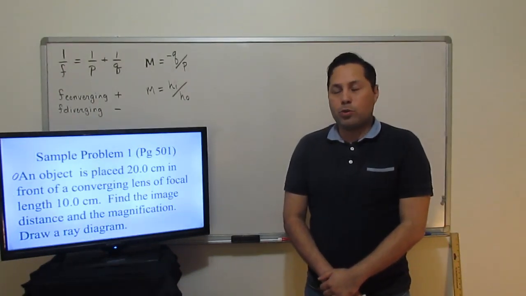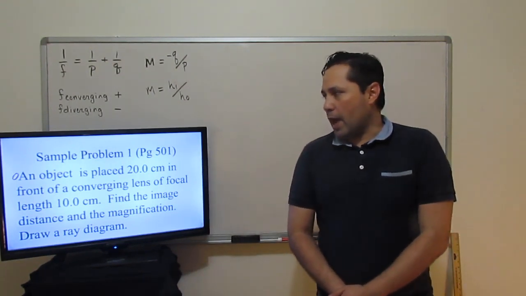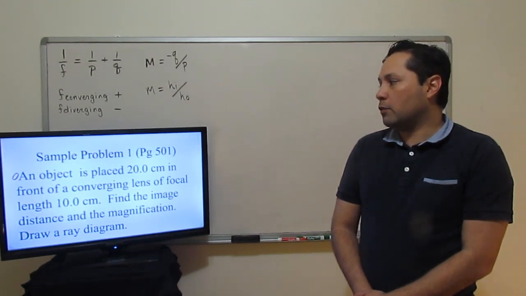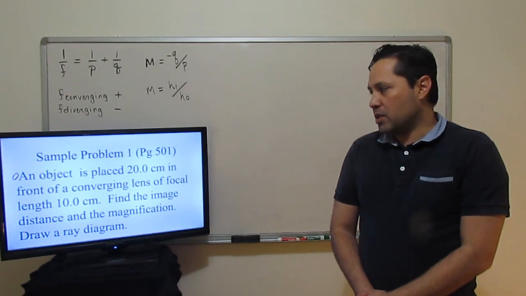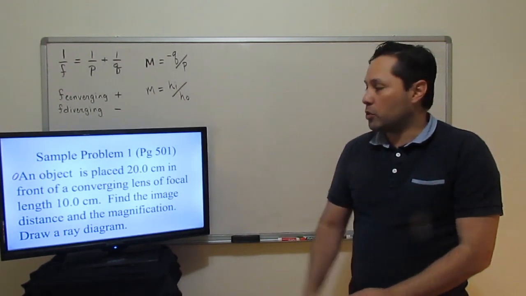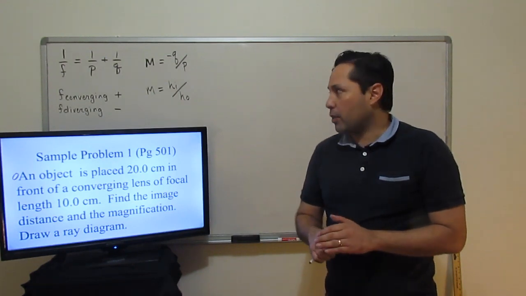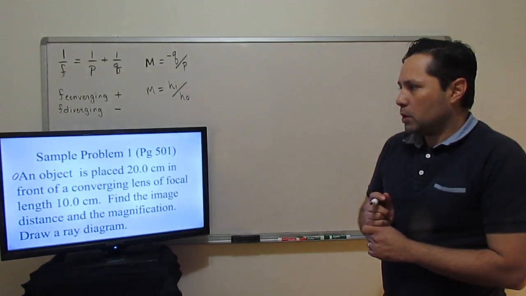Up next, we're going to go ahead and do problem number 1 at page 501 of your textbook. In this problem, they ask, an object is placed 20 centimeters in front of a converging lens of focal length 10 centimeters. Find the image distance and the magnification plus draw a ray diagram. Alright, so first we're going to go ahead and do the math, and then we'll take care of the ray diagram. Alright, so let's go ahead and get started.